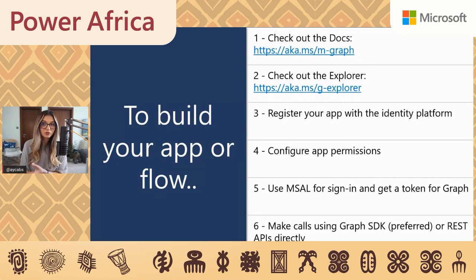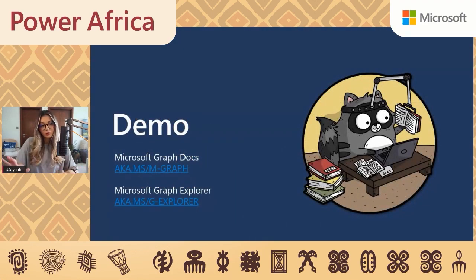You can call Graph using the Graph SDK if you're building a mobile app, web app, or something like that. But if you're using Graph in a flow, let's say using Power Automate, then we need to use it as a REST API directly. So this is what we are going to do today. Just to show you a quick overview, I want to give you the places which are quite important in the documentation, as well as show you how Graph Explorer looks, and then we will jump into Graph and Power Automate related topics.